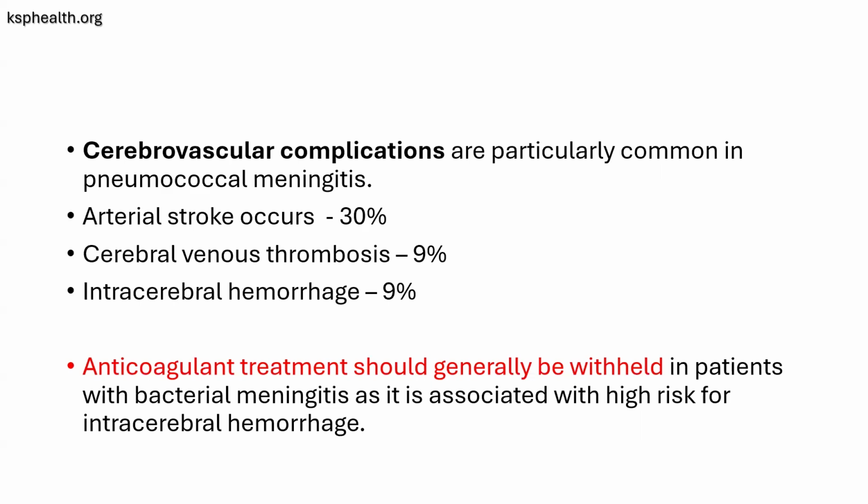Cerebrovascular complications are common in pneumococcal meningitis. Arterial stroke occurs in 30%. Cerebrovenous thrombosis occurs in 9%. Intracerebral hemorrhage in 9%. Anticoagulant treatment should generally be withheld in patients with bacterial meningitis because it is associated with high risk of intracerebral hemorrhage.